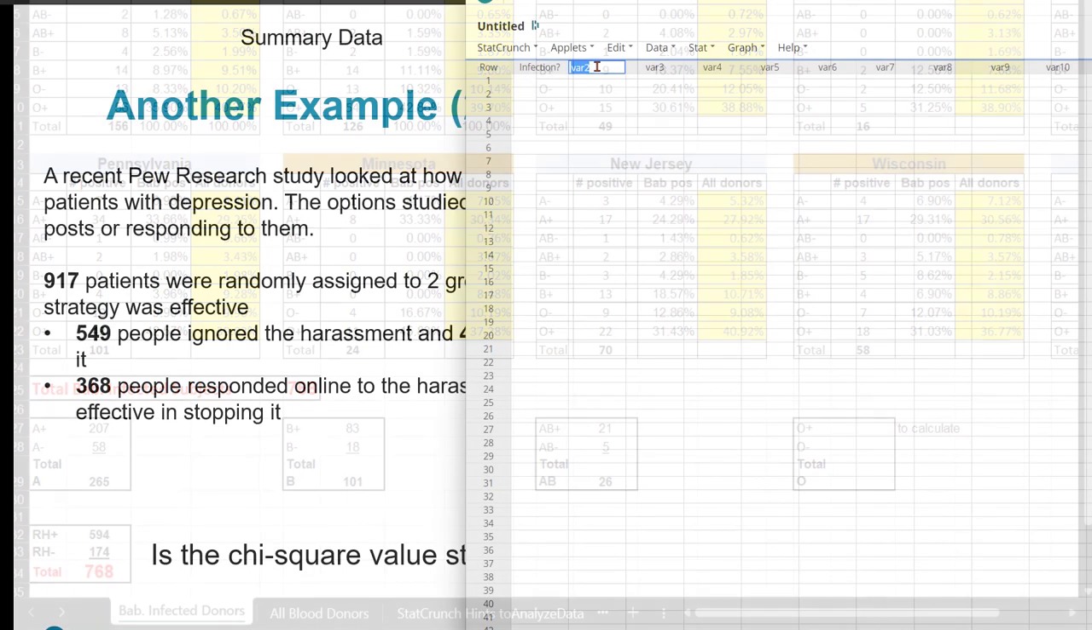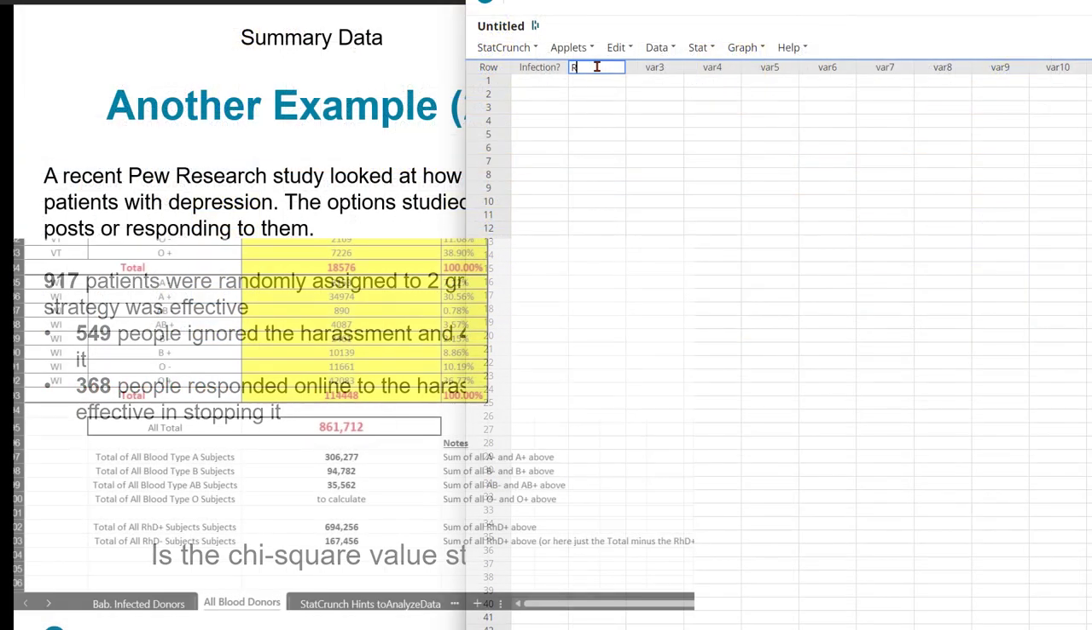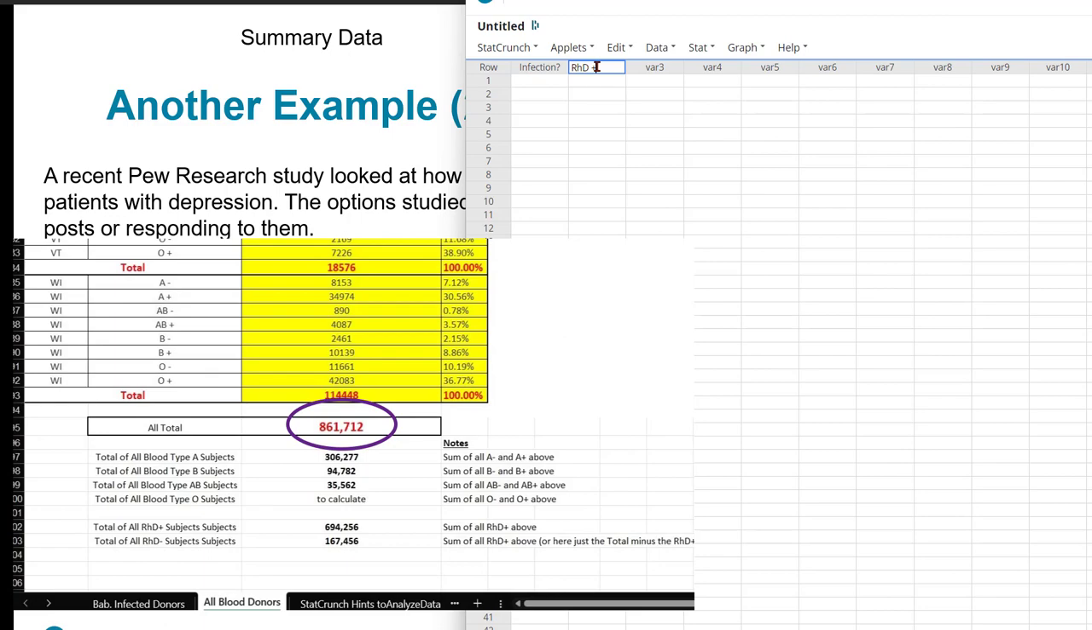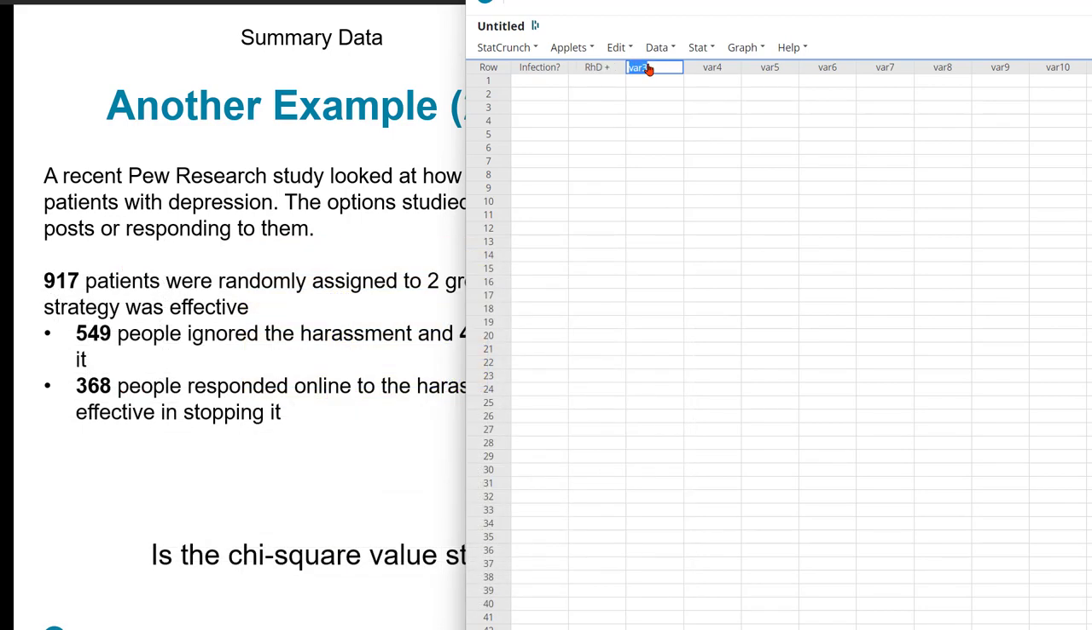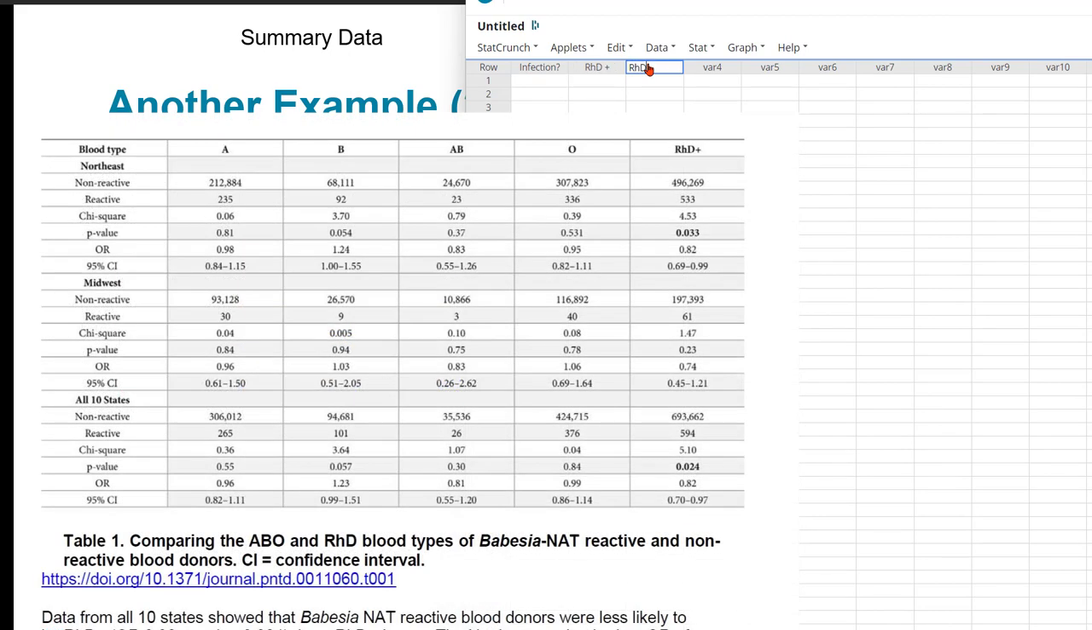This study had nearly 1 million patients, 861,712 to be exact, as reported in the case study paper. In Table 1 of the research paper, we see a total of 693,662 RHD-positive patients that were non-reactive to a test for the infection. That's a no for the Babesia infection count for the RHD-positive group in our StatCrunch setup. 594 RHD-positive group patients were reactive to the infection test. That's a yes for the Babesia infection count for the RHD-positive group in our StatCrunch setup.